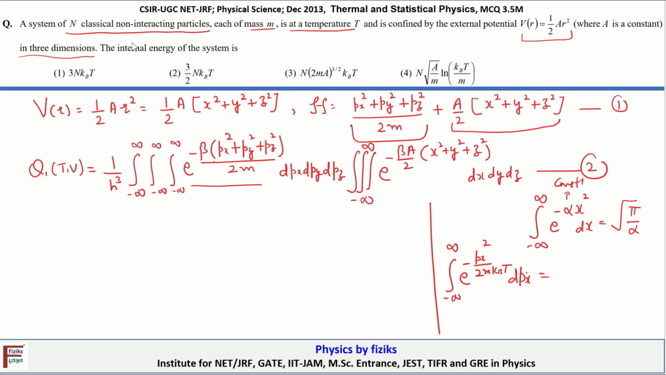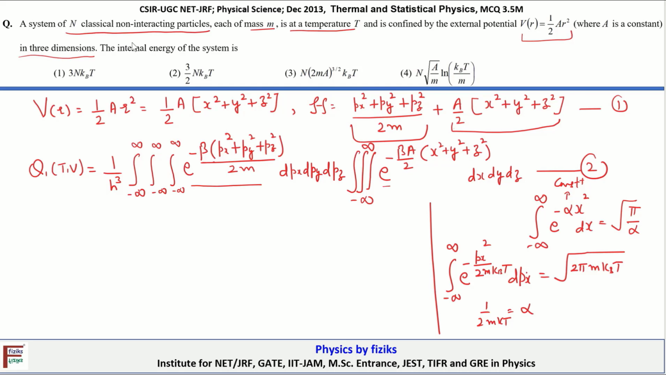So by treating 1 upon 2m kt as alpha, that is equal to alpha, this integral will be equal to under root pi divided by alpha, so it will be basically 2 pi m kbt. Similarly, exponential minus py square upon 2m kt dpy will also give us 2 pi m kt, and the third integral will also give the same quantity.